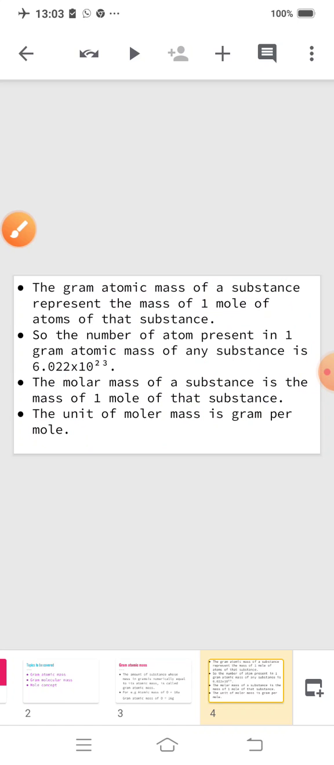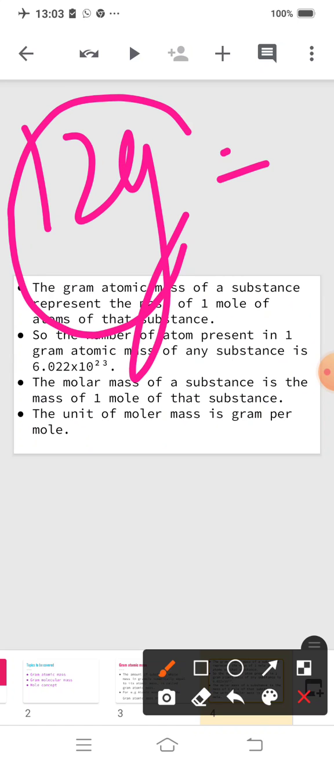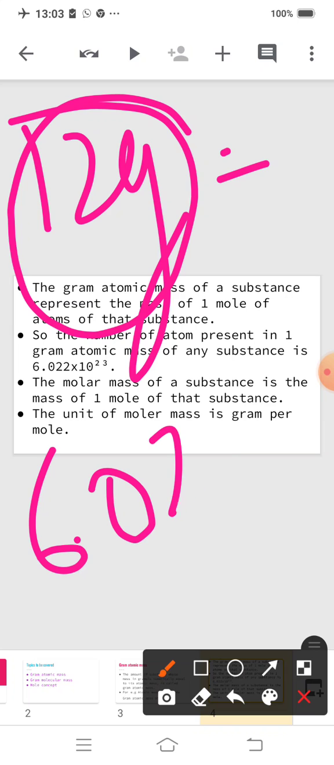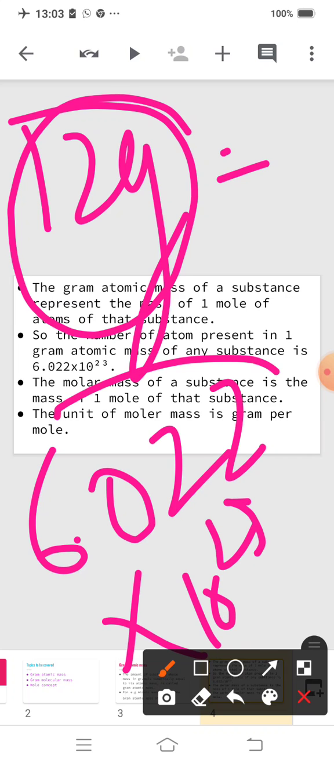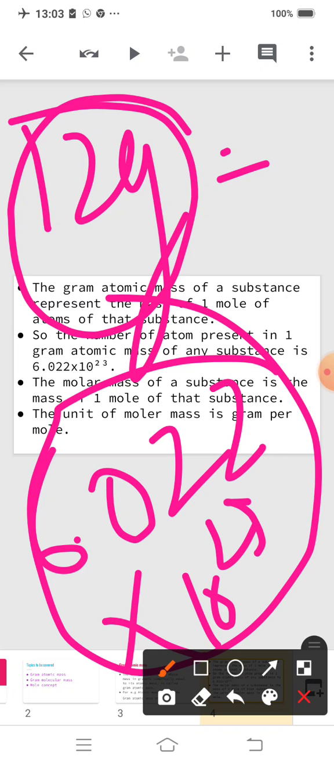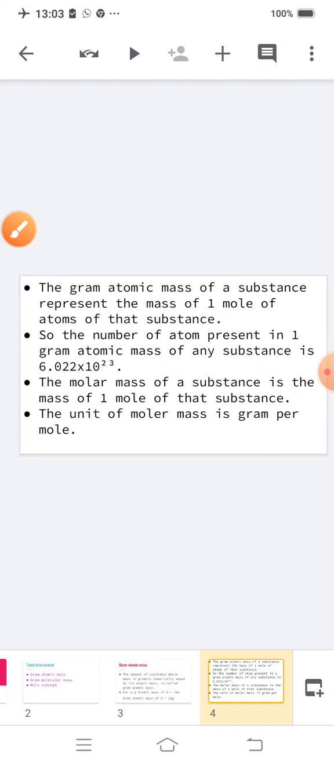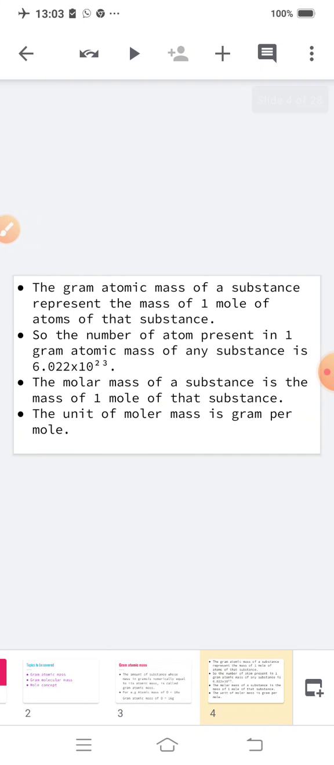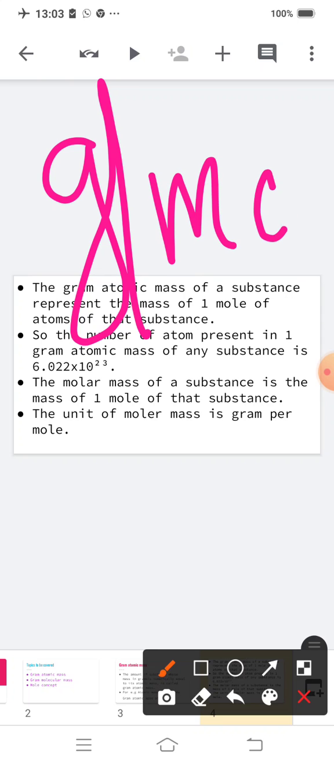Is this clear? If I ask, in 12 gram of carbon, how many atoms are there? See, we know that 12 gram is equal to 1 mole of carbon. So here 6.022 into 10 to the power 23 atoms are present. Is this clear? So the unit of molar mass is gram per mole. How will you represent it in short? You can represent it as g per mole.